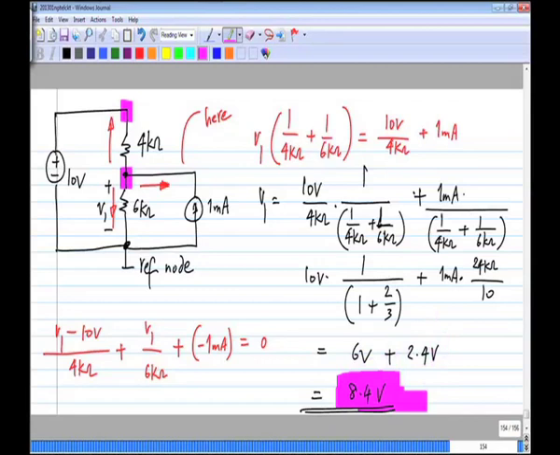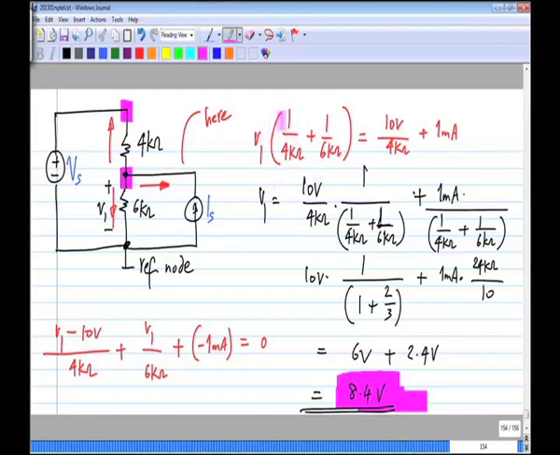Now, in general, if you have multiple inputs, that is multiple independent sources, any voltage or any current in the circuit will be a linear combination of all the sources. Okay, for instance, let me make these variables just for illustration. Let me call this Vs and let me call this Is.